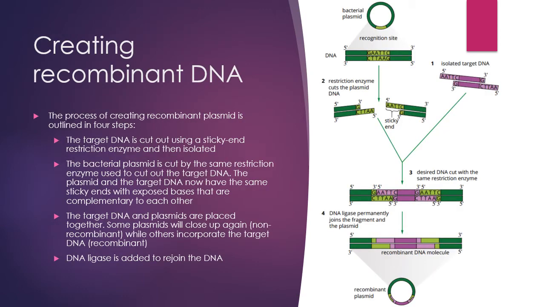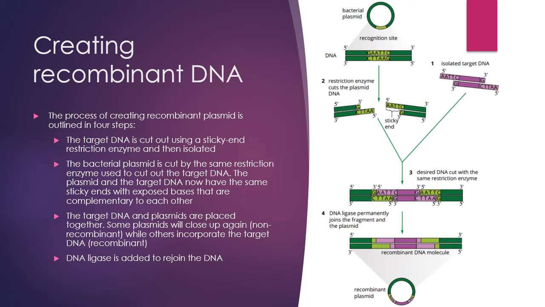Okay, so creating recombinant DNA is done in these 4 steps, which should now be making sense now that you know about ligases and restriction enzymes and plasmids. So the target DNA is cut using a sticky end restriction enzyme and isolated. So that's shown up the top here where you've got in purple, the target DNA which has been cut. We can see that it's a sticky end enzyme. Step 2 here, the bacterial plasmid is cut using the same restriction enzyme so that it has complementary sticky ends.